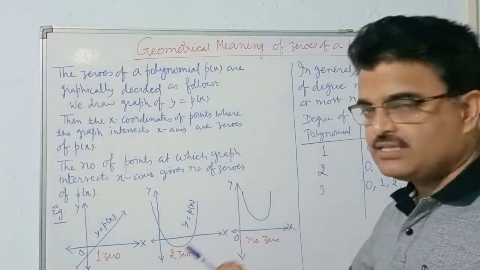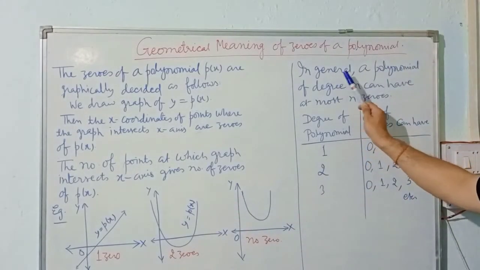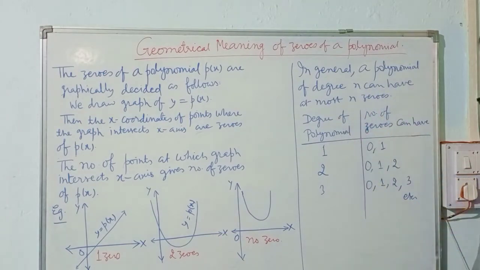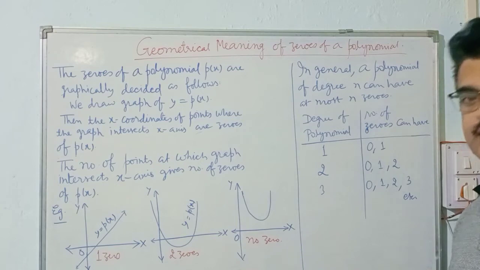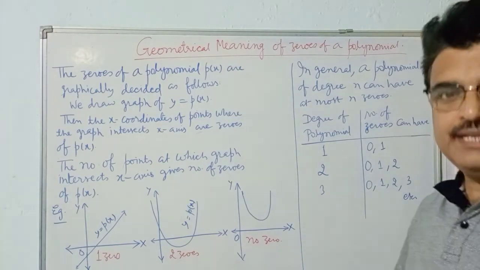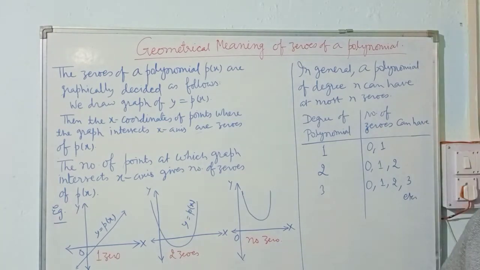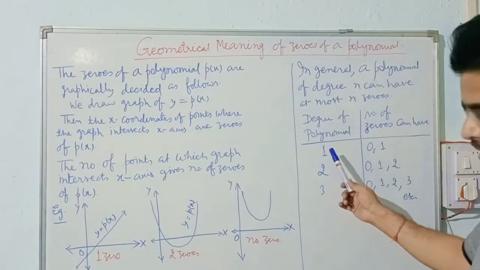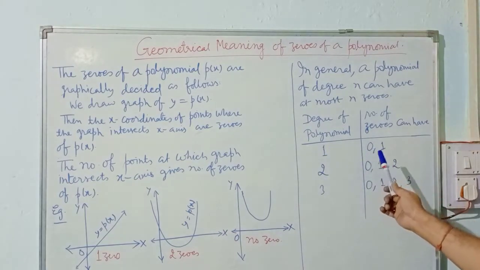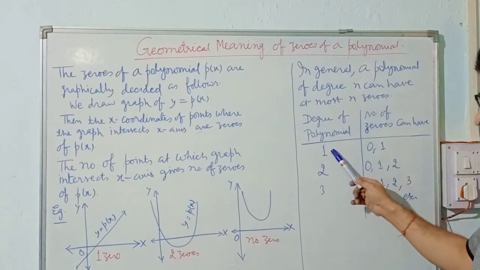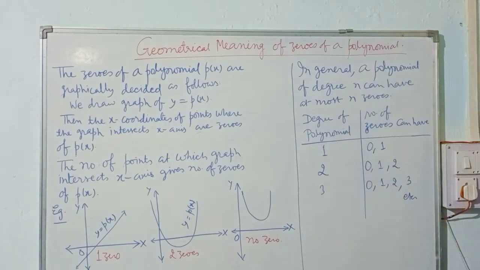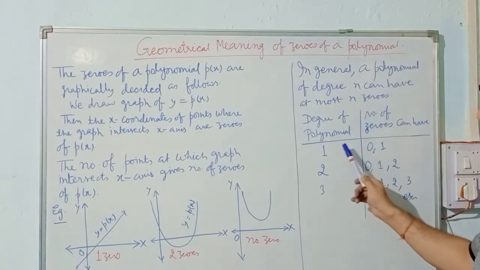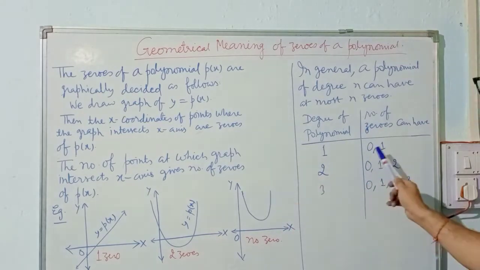So depending on this discussion, what we conclude, a polynomial of degree n can have at most n zeros. That means the degree of the polynomial gives us an idea how many zeros this polynomial can have. This is the chart. Degree 1, that is a linear polynomial. It can have 1 zero or no zero. If this polynomial does not intersect the x-axis at all, it can have no zero. And if it intersects in one point, it can have 1 zero.